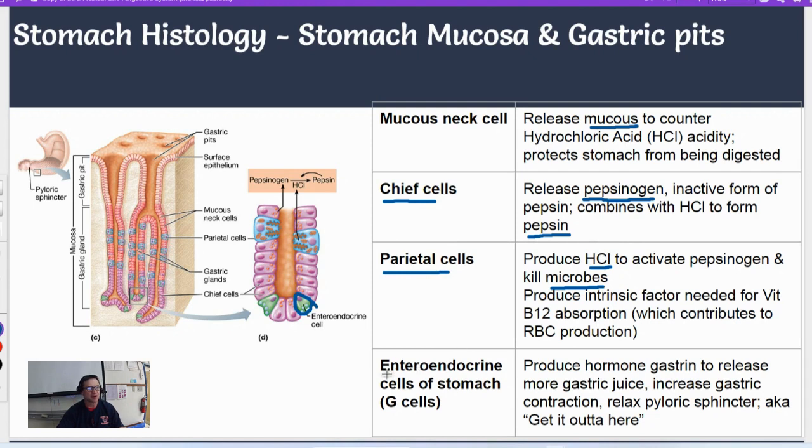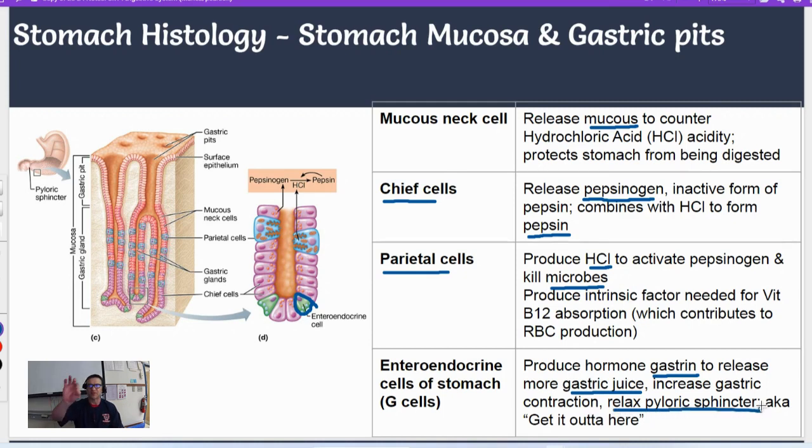And you also have enteroendocrine cells of the stomach. They're going to release a hormone called gastrin, and that's going to cause more gastric juice, so enzymes and also the hydrochloric acid. It increases gastric contractions, going to mix the food up. That muscularis layer, the circular, longitudinal, and oblique layers, are going to contract, which is going to mix the food with the enzymes and also the HCl, and it's going to cause your pyloric sphincter to relax.